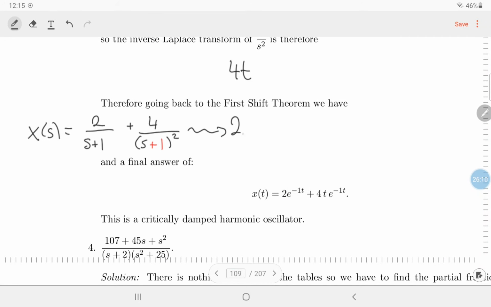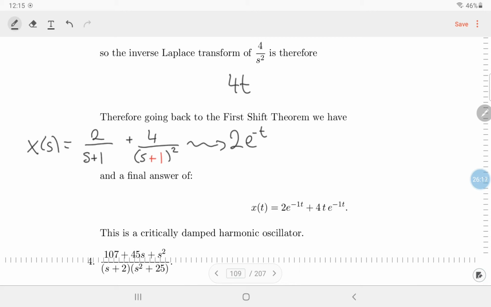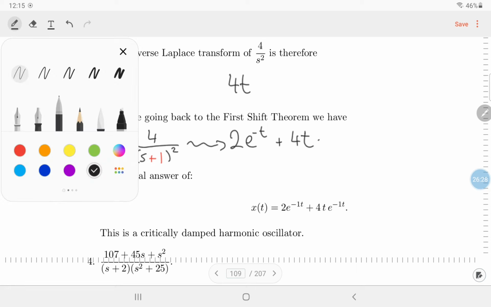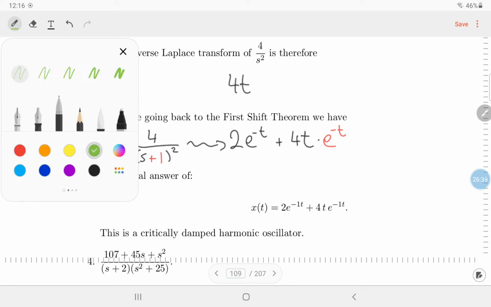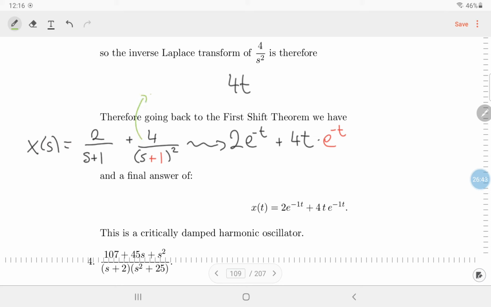So the first term is fine. It's 2 times e to the minus t. We've seen that already. And then this shifted 4 over s squared, what does the first shift theorem say? It says it goes back as normal, but multiplied by an exponential shift. And if it's plus a, it's e to the minus at. So this is the F of s, and this is the f of t, and we'll put in the exponential shift. This is plus 1, e to the minus 1t. So this is what the first shift theorem says.